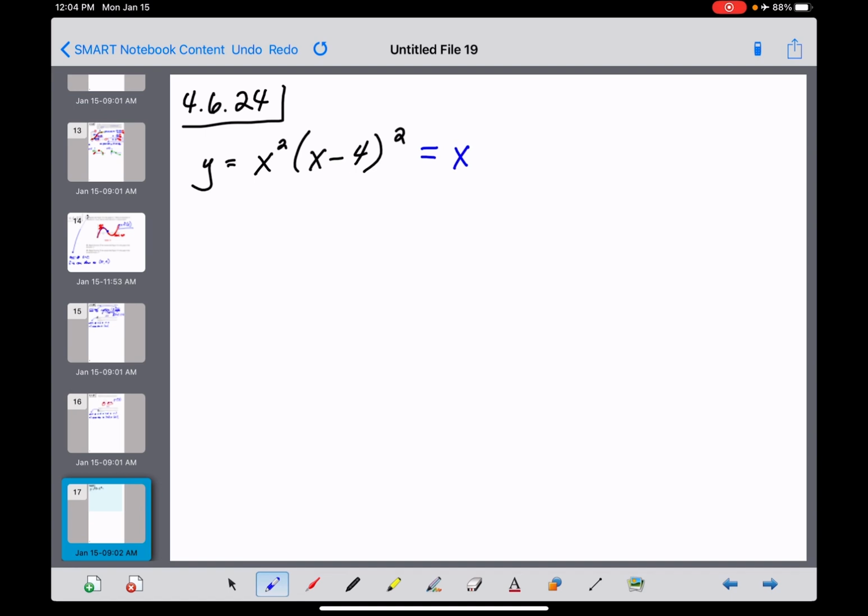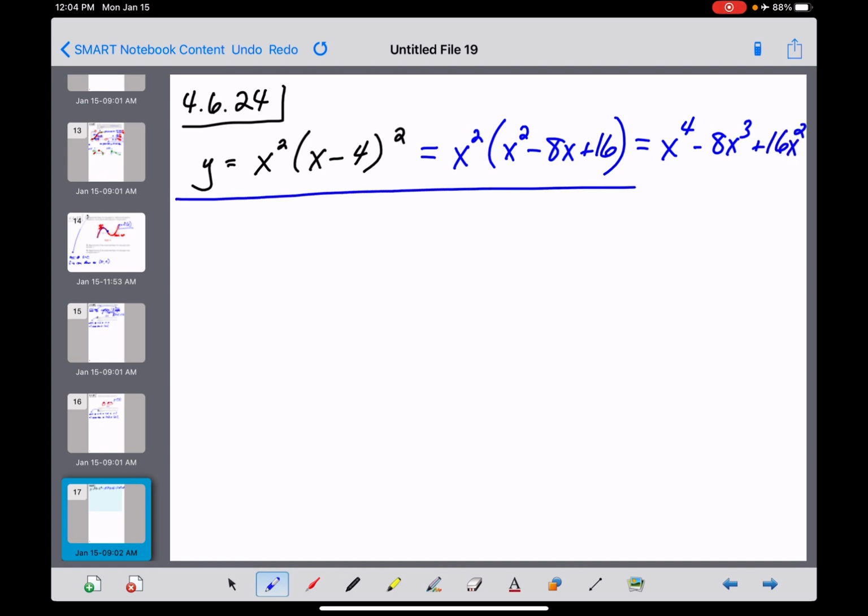So because this one isn't that bad, I'm going to leave the x squared there, and the x minus 4 quantity squared is going to give us an x squared minus 8x plus 16, and then I'll go ahead and distribute the x squared now and get an x to the fourth minus an 8x cubed and a plus 16x squared. I think that's going to make life much, much easier as we go through this problem.